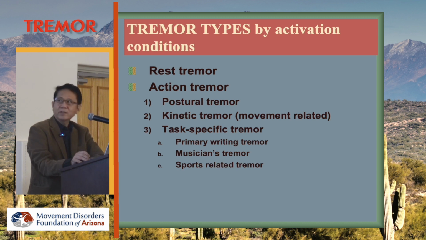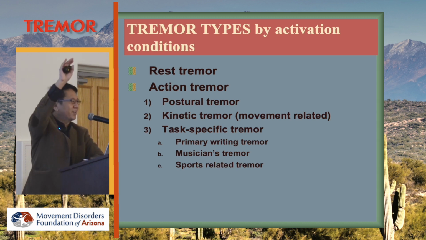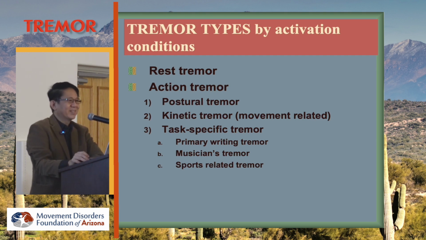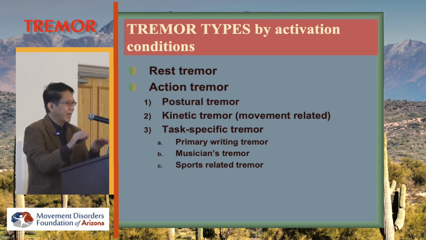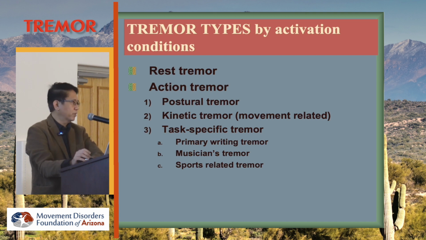And then there's a very interesting movement disorder called musician's tremor. Are there musicians in the audience? There you go, yeah, absolutely. So the musician's tremor is a tremor that is very task-specific to the instrument that they play. Like for instance, you can have a task-specific tremor while playing the piano, or maybe your flute, or the saxophone. And this can be pretty disabling if you're a professional musician.